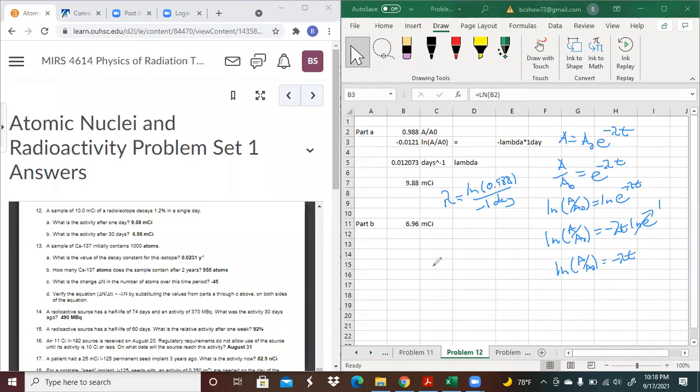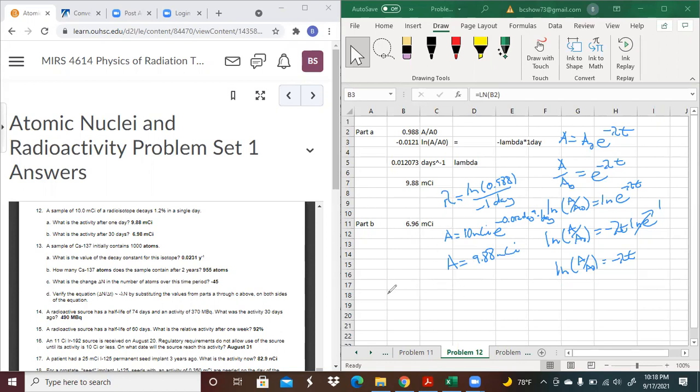Let's go here. So once I know what lambda is, then for part A, let's go back to that. I know that the initial activity, this is problem 12, the initial activity is 10 millicuries. That is e to the minus 0.012 days to the minus 1 times 1 day. Multiplying all that out, then I should come up with 9.88 millicuries. The decay constant here is not going to change for part B.